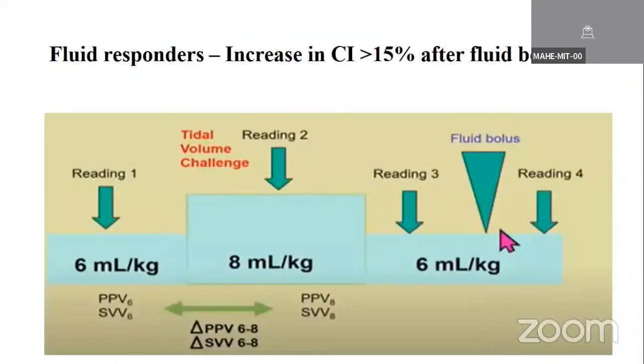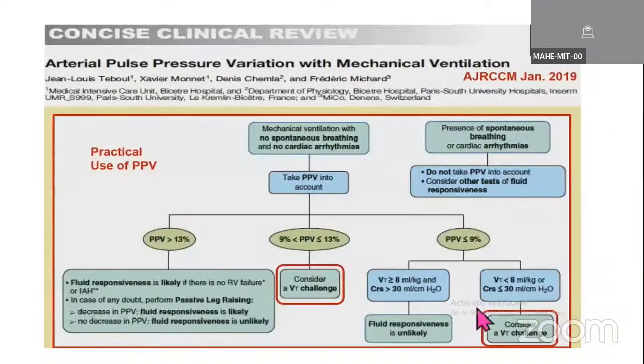and specificity. So as I told you, when the patient is having lung protective ventilation with 6 ml per kg, we measure the PPV initially, and we give a transient tidal volume challenge, like increasing the tidal volume to 8 ml per kg transiently for 1 minute, then measure the PPV and SVV, and again decrease the tidal volume to 6 ml per kg. So the difference between these, if it is more than 3.5, then the patient can be fluid responsive.